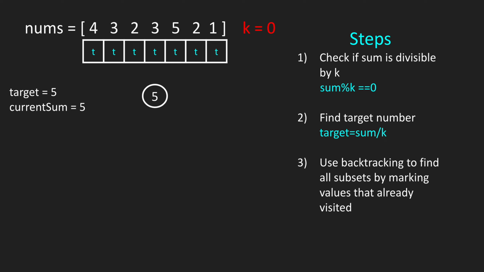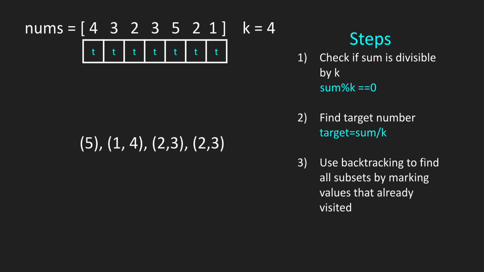K is equals to 0. At this point, we can return true because we have found all the subsets. We found all the subsets that is sum of which gives us our target. So our subsets are 5, 1, 4, 2, 3, and the 2, 3.